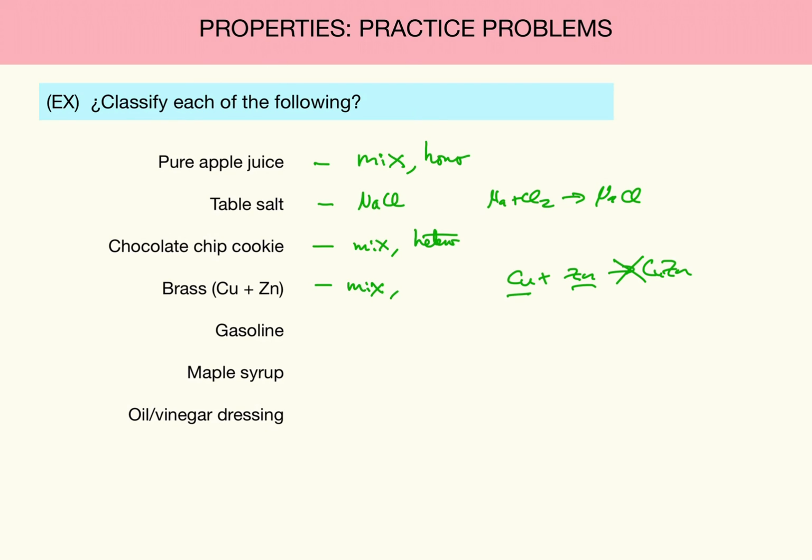And if you take a cross section of brass and you look, it looks exactly the same. And if you analyze it, it's going to analyze almost exactly the same no matter where you take a piece from. So it is a homogeneous mixture.